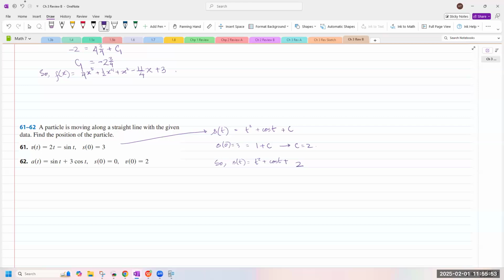While number 62, oh, this is acceleration, huh? So the velocity is negative cosine t plus 3 sine t plus c1. Okay, velocity at time 0 is negative 1 plus 0 plus c1. That equals 2. So c1 equals 3. Hence, therefore, v(t) equals negative cosine t plus 3 sine t plus 3.